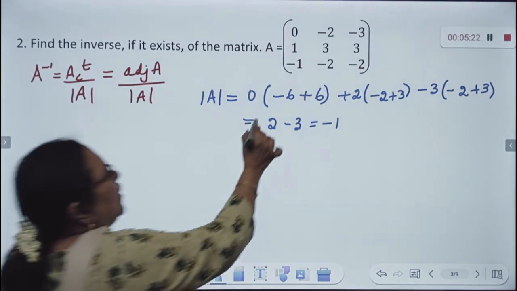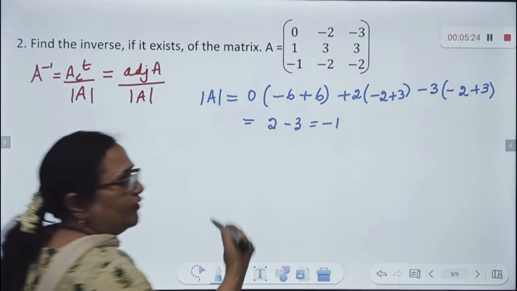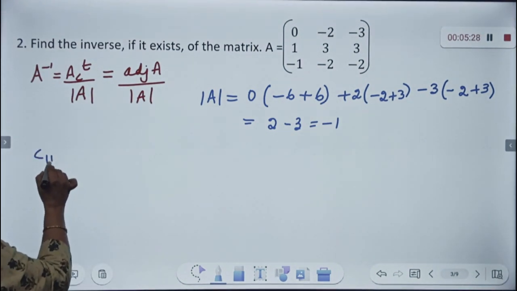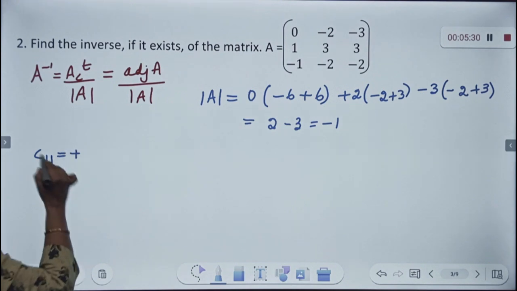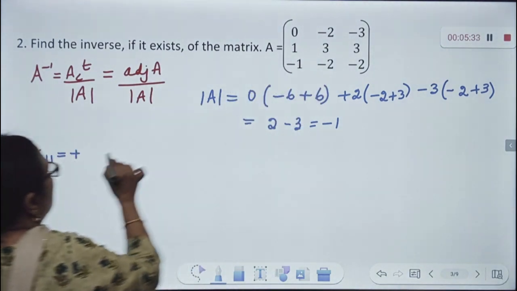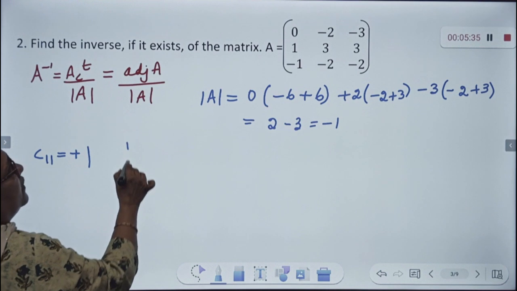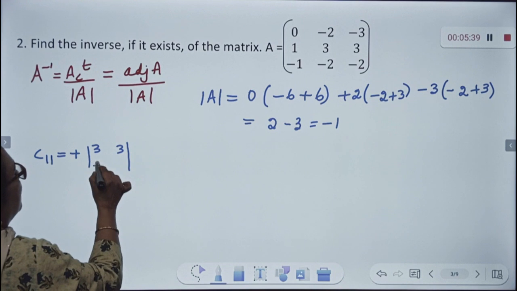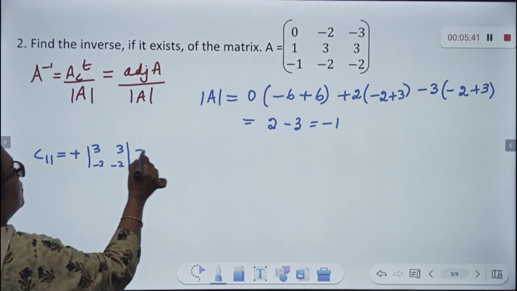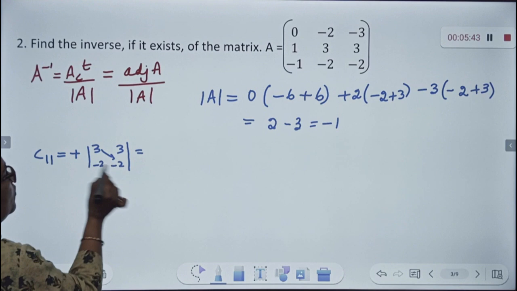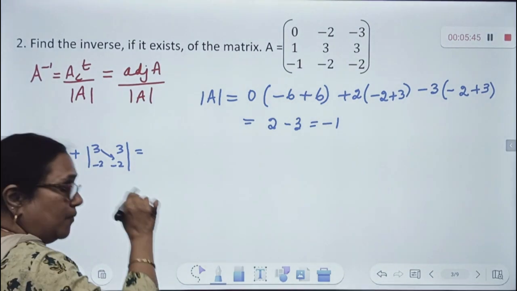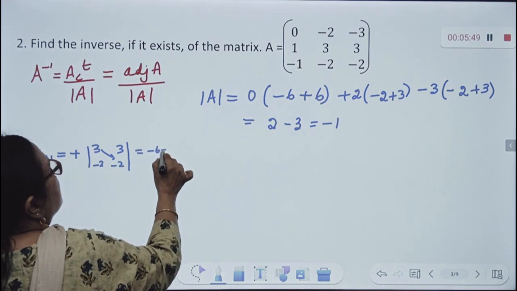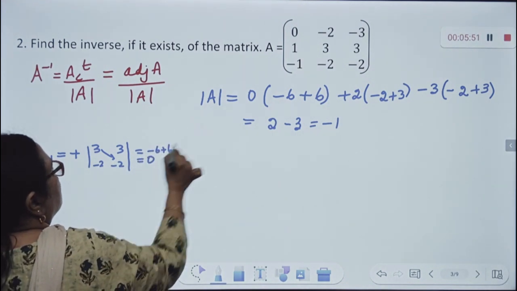You may wonder how I got this, but now when I find the cofactors, you will understand it even more clearly. C11 is plus, leave out that column and row, you are actually looking at the determinant. 3, 3, minus 2, minus 2. How will you find the value? 3 into minus 2 is minus 6, minus product of the other diagonal. So minus 6 plus 6, which is 0.